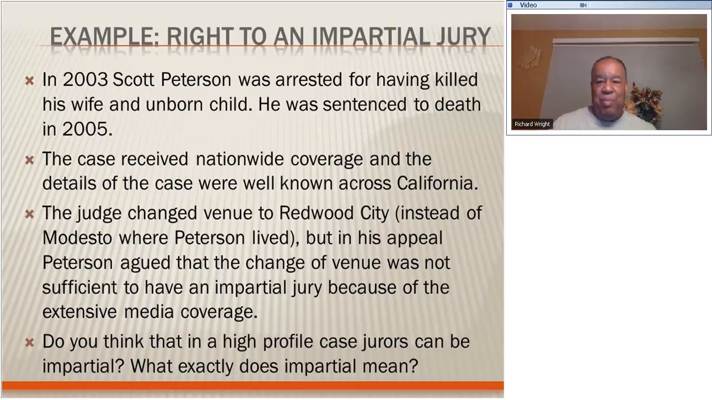Well, the fact of the matter is that it depends on what takes place as far as the media coverage is concerned, as to whether or not that person is going to be able to, where would they get a fair trial? Where would they have to go? In high-profile cases, can there be impartiality? You remember the O.J. Simpson case? That was a very, very high-profile case.